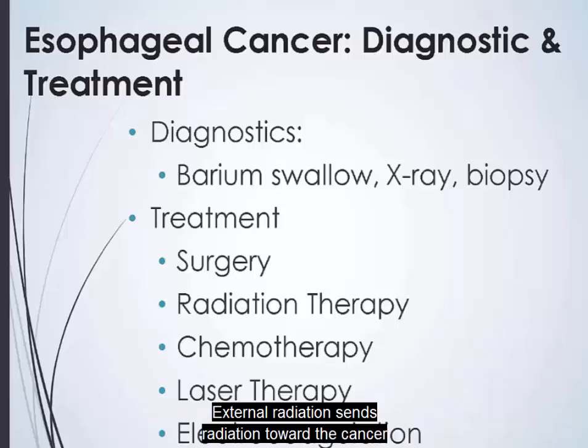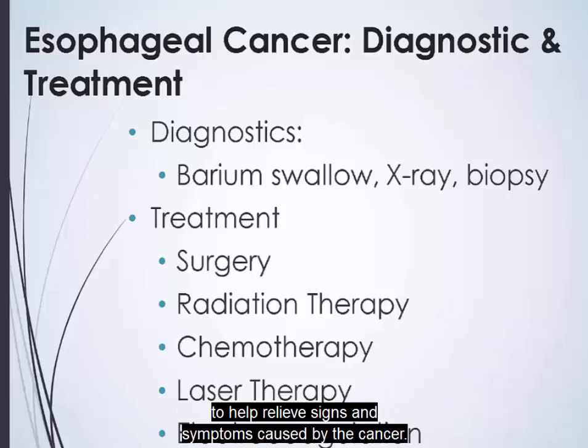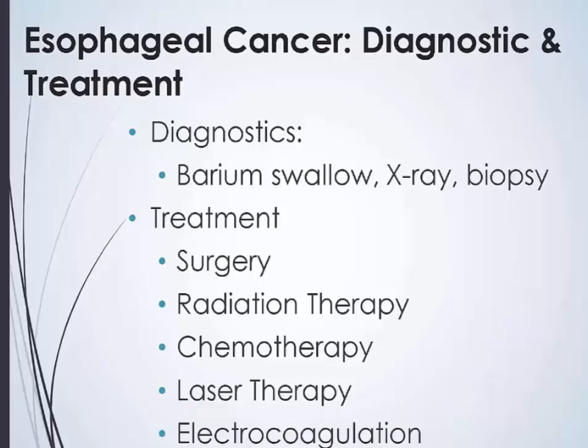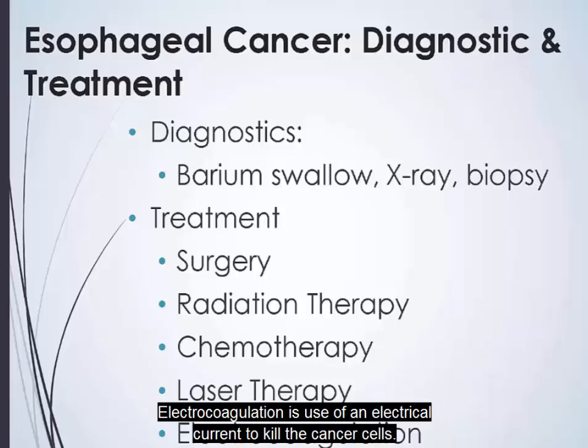External radiation sends radiation toward the cancer, and internal radiation uses substance sealed in needles, seeds, wire, or catheter placed near the cancer. Chemotherapy could be a combination with radiation therapy, and in advanced cancer that has spread beyond the esophagus, chemo may be used alone to help relieve signs and symptoms caused by the cancer. Laser therapy uses a narrow beam of intense light to kill the cancer cells. Electrocoagulation is use of an electrical current to kill the cancer cells.